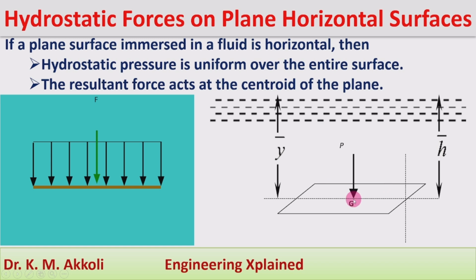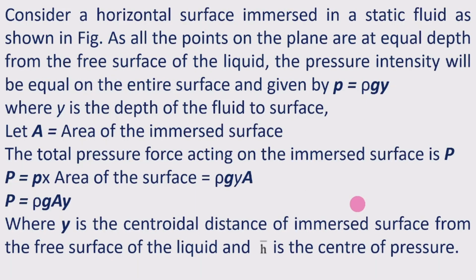Then G is the centroid, or center of gravity, of the plane surface, and at that point only, the total pressure is also acting. The centroid distance we can take as y bar, and h bar is the center of pressure, the point at which the total pressure is acting. With this consideration, we will find the value of the total pressure and the center of pressure.